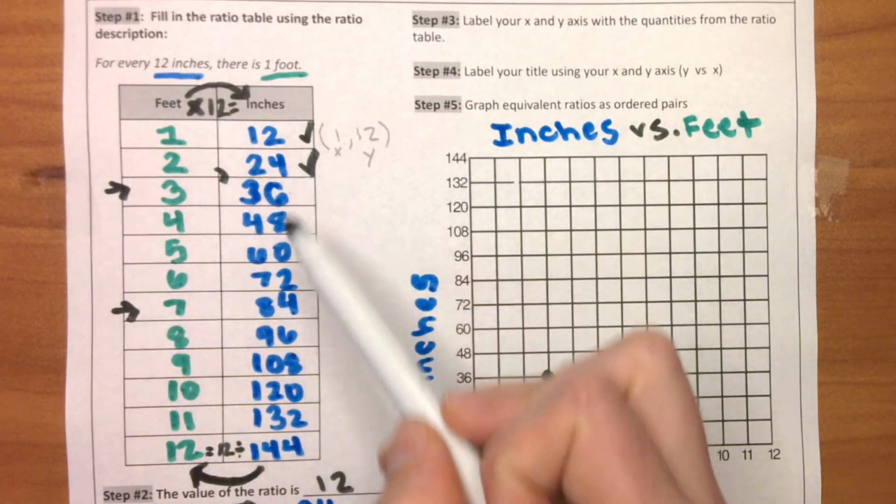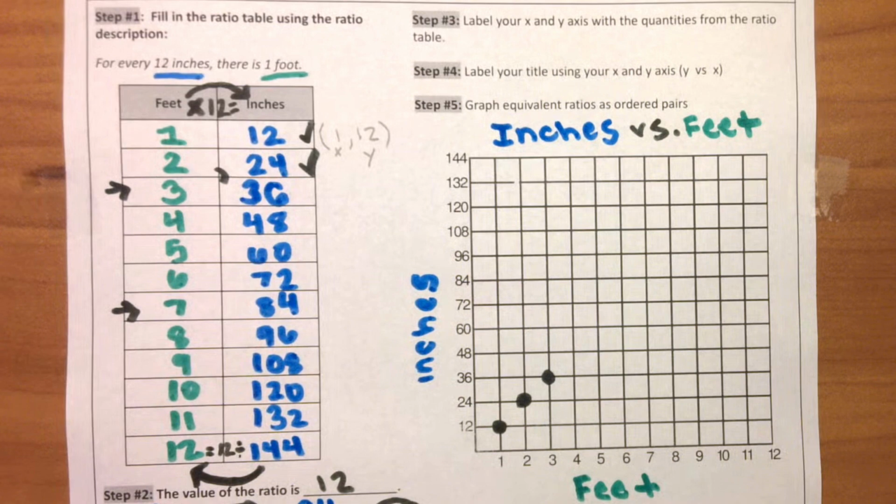Go ahead and fill in the rest of these in your graph. Pause the video, come back once you're done. This is what you should have for the rest of your graph. If you don't, that's okay. Just correct your errors and then go ahead and flip to page number 2.